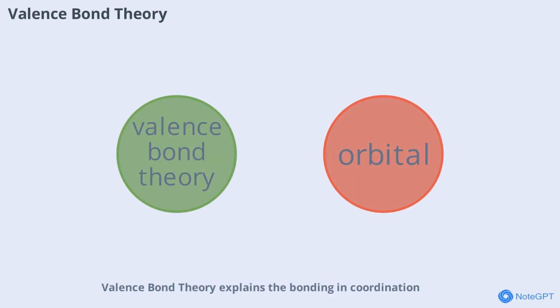Valence bond theory explains the bonding in coordination compounds by considering the overlap of atomic orbitals. Ligands donate electron pairs into empty orbitals of the central metal, forming coordinate covalent bonds. This theory helps predict the geometry and magnetic properties of complexes. While useful, it has limitations in explaining color and some electronic behaviors, leading to the development of more advanced models.